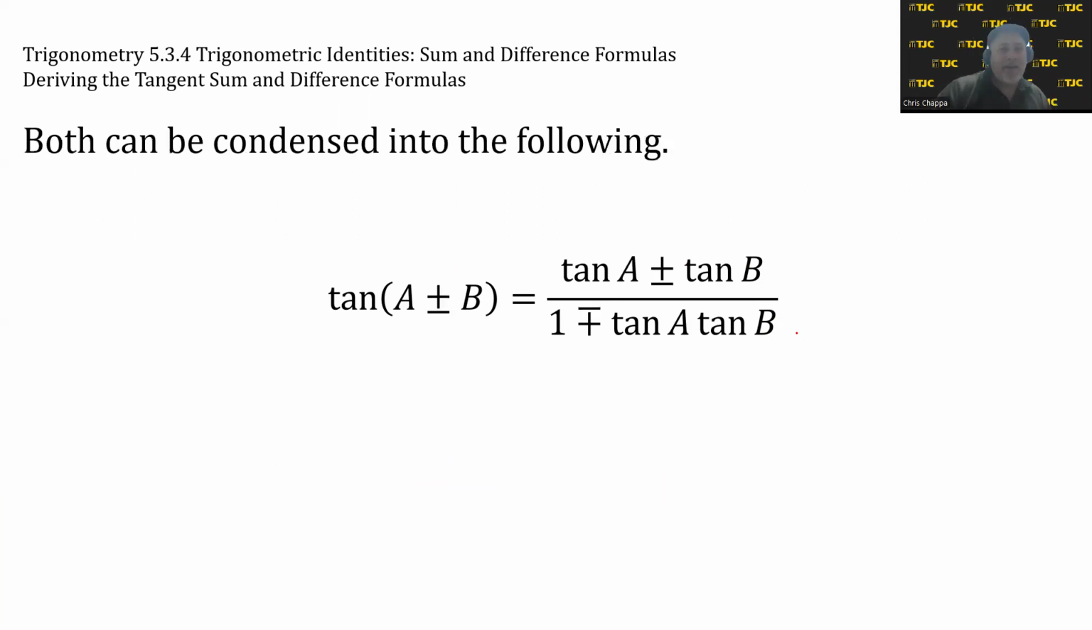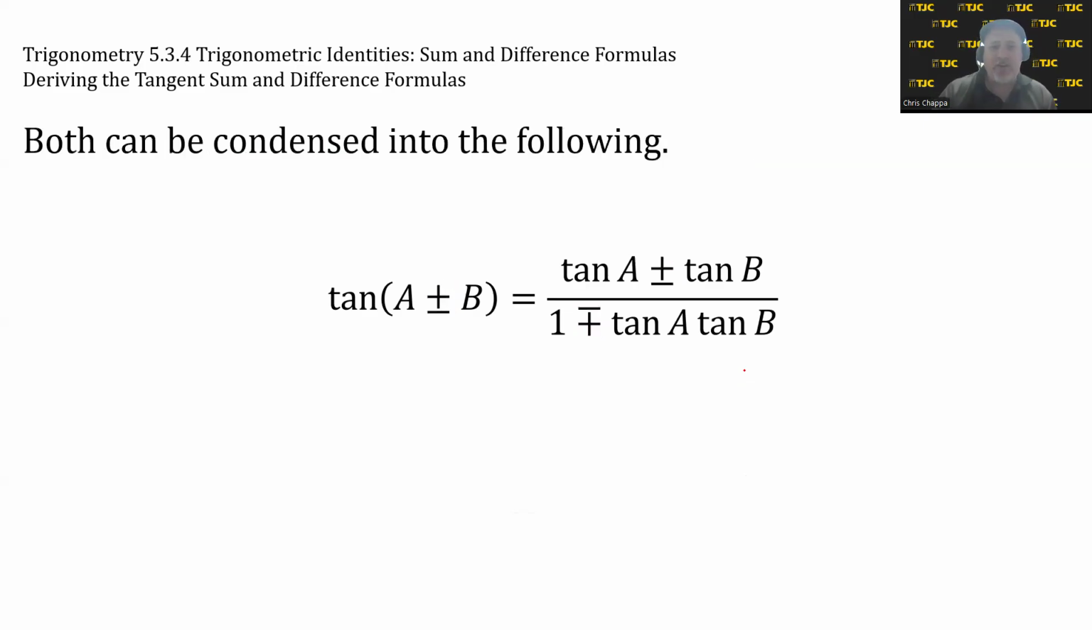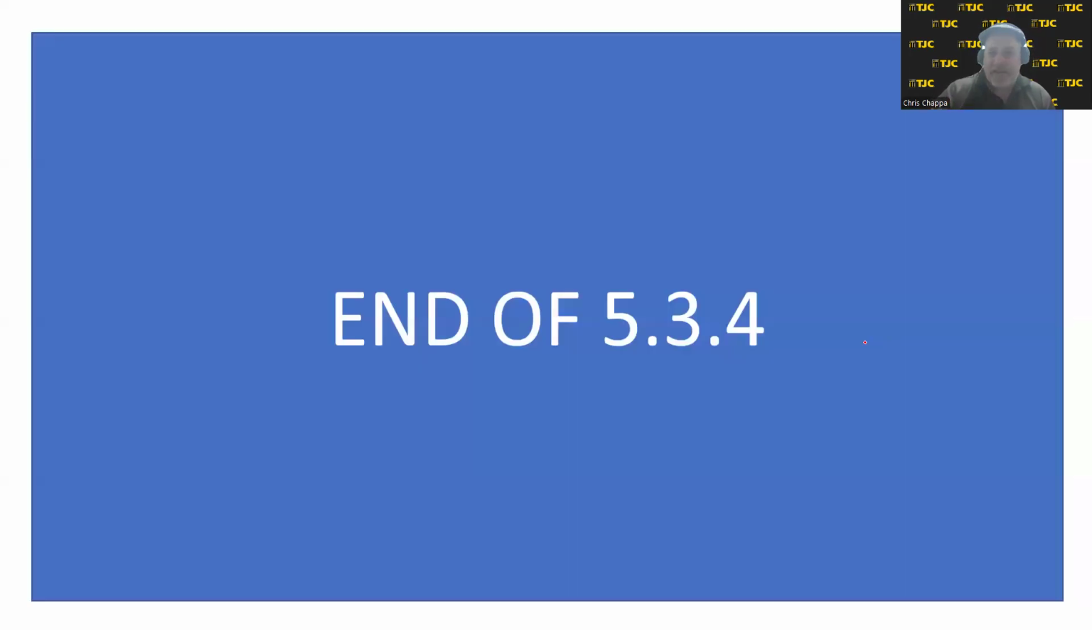And I believe that's the last slide. Nope. We can condense them into one. If you do condense them into one, be very careful about the plus minuses because notice on each one, the sign inside of the tangent on the left matches the sign in the numerator, but is the opposite of the sign of the denominator. So if we use plus minus notation, the one inside the tangent on the left matches the one inside the numerator, but is upside down of the one in the denominator. And that's the end of section video 5.3.4.